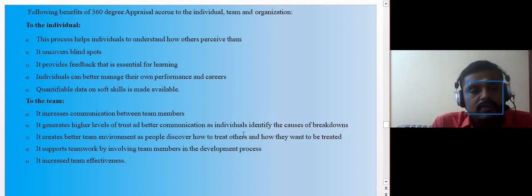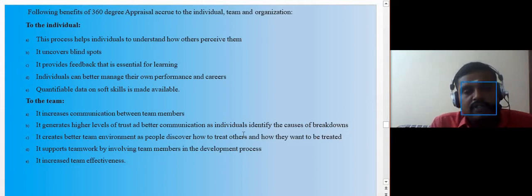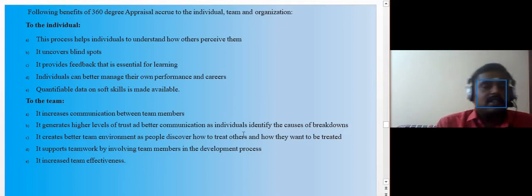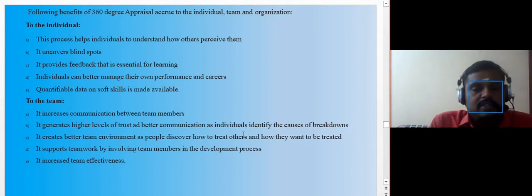To the team, it increases communication between team members. It generates a high level of trust and better communication as individuals identify the causes of breakdowns. Third, it creates a better team environment as people discover how to treat others and how they want to be treated. Fourth, it supports teamwork by involving team members in the development process. And last, it increases team effectiveness.